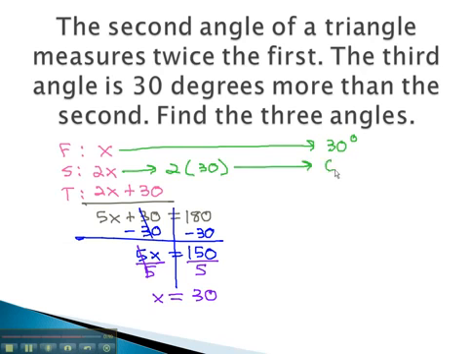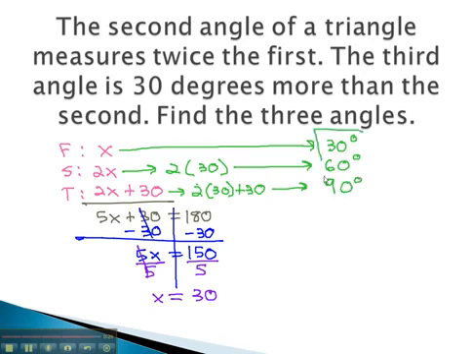2 times 30 tells us the second angle is 60 degrees. Finally, to find the third, we plug it in to our expression 2x, or 2 times 30, plus 30. 2 times 30, we know is 60. Adding 30 more, we end up with 90.